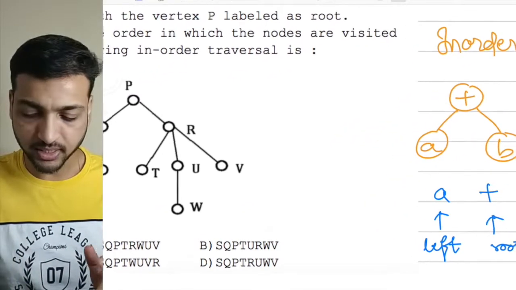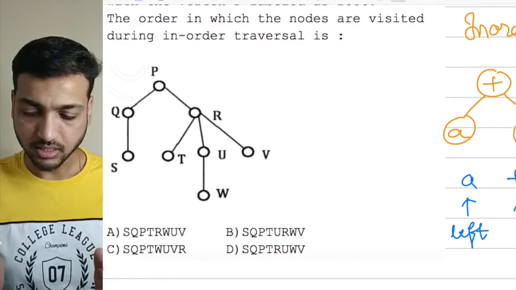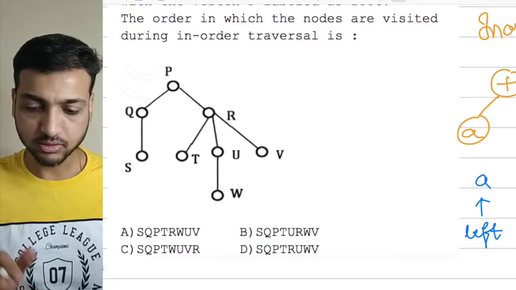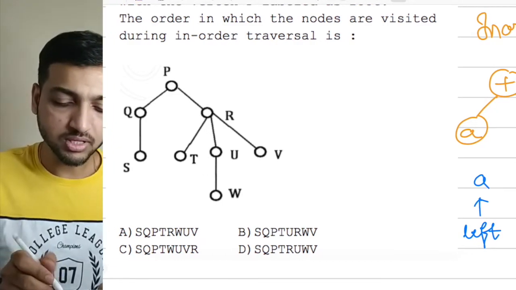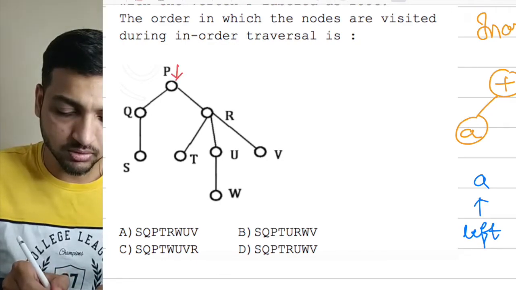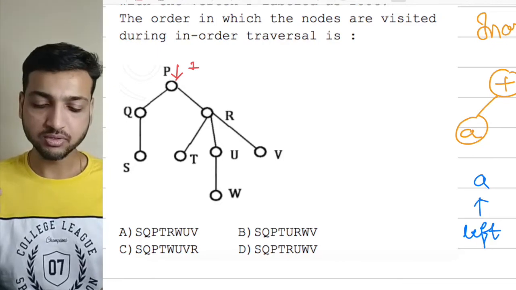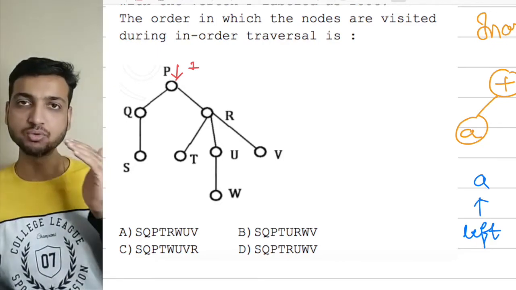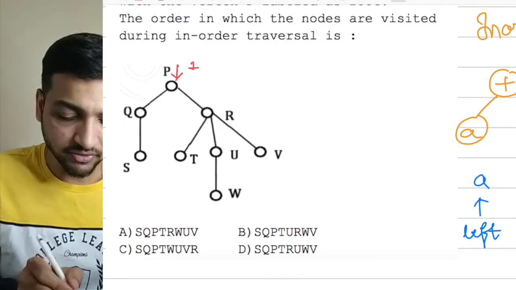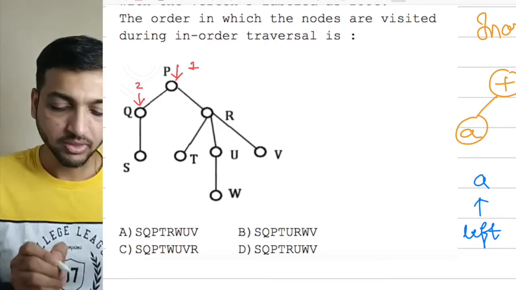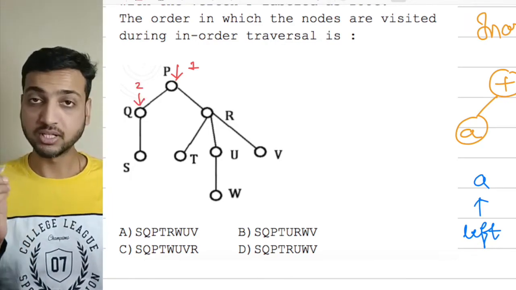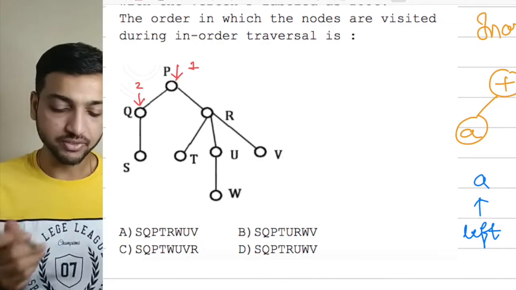So let me zoom in here. We are going to start from the root. So this is my root. Let me just mark it 1. That is the first node that is visited. So we are going to follow in-order traversal. So first we'll go to the left. So we come to the left. So I'll come here, 2. This is my second node that we visited. Then we come to the left.